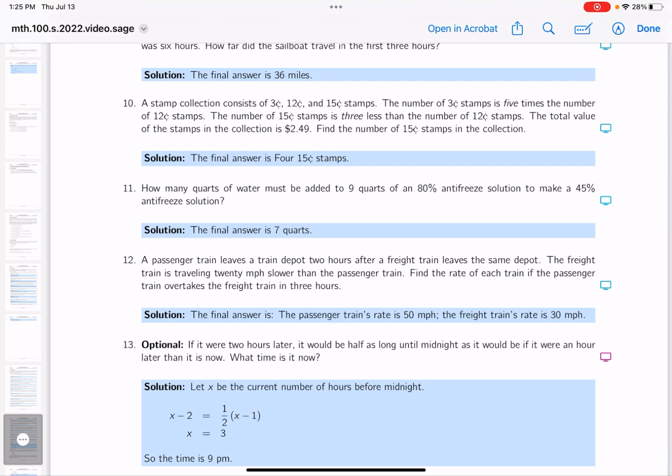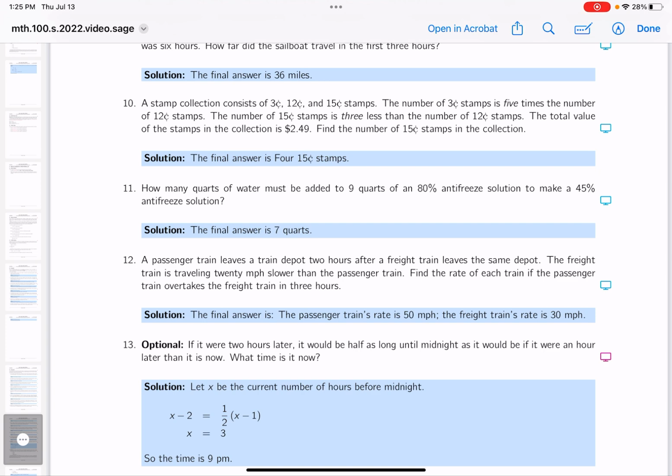Okay, number 10, stamp collection. It consists of 3-cent, 12-cent, and 15-cent stamps. The number of 3-cent stamps is 5 times the number of 12-cent stamps. The number of 15-cent stamps is 3 less than the number of 12-cent stamps. For a lot of students, it's very confusing to read that.